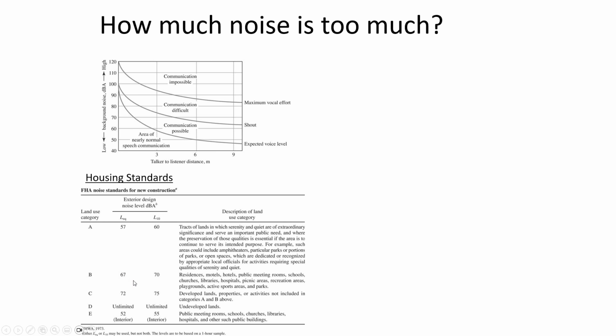There are other types of developments that we're maybe less strict with, like an outdoor park. We don't want them to be, actually, no, the outdoor park has a lower standard. So quiet is of extraordinary significance. So special types of parks or protected areas would be in this land category A.